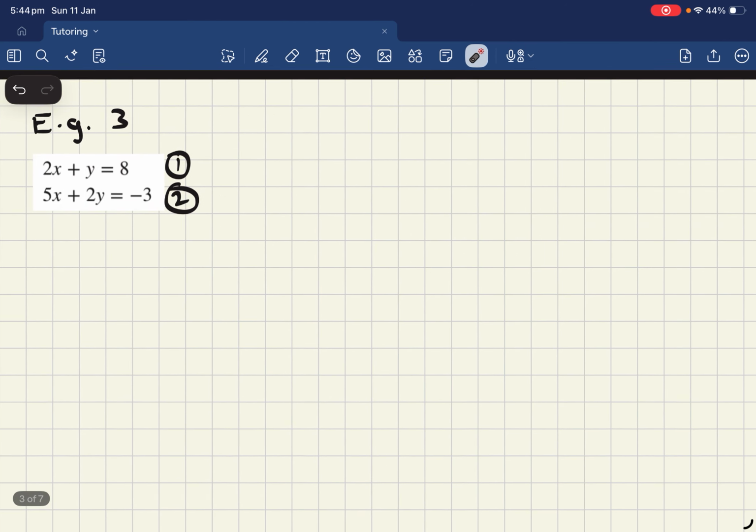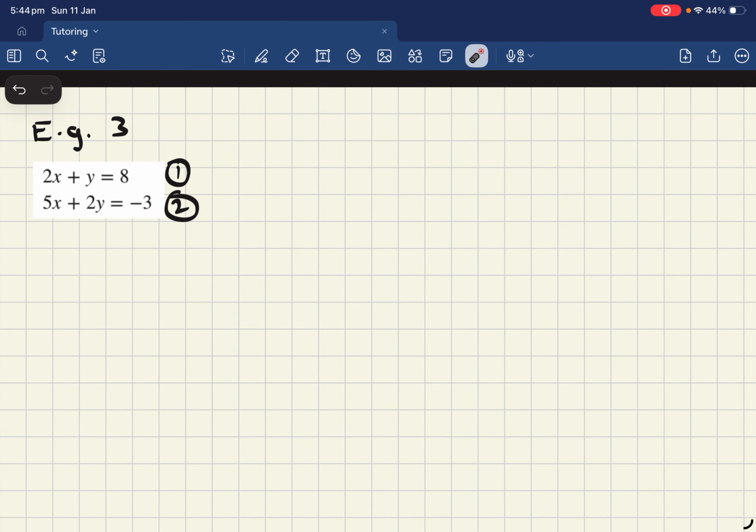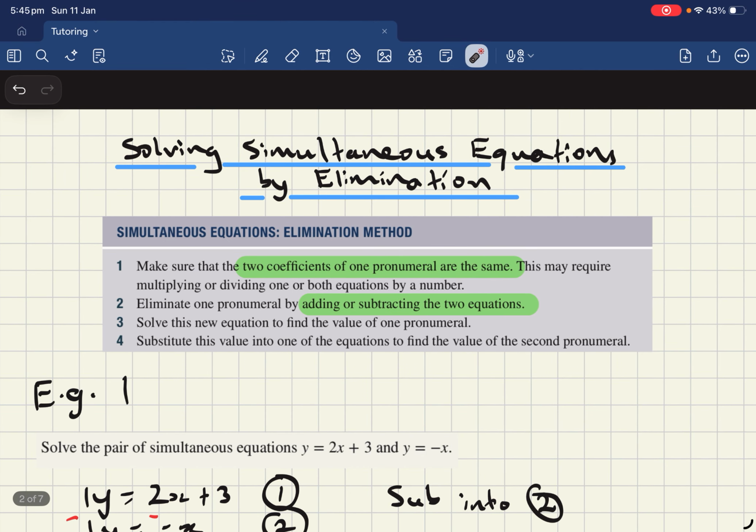Now with our final example, we notice that we can't just off the bat see any coefficients that are the same. Now, you might say, well, 2x and 2y, that's the same coefficient, but we want the coefficient to be the same of the like terms. So we want either the thing in front of the y to be the same or the coefficient of x to be the same. So here is where we have to go to step one, where it says it may require multiplying or dividing one or both equations by a number.